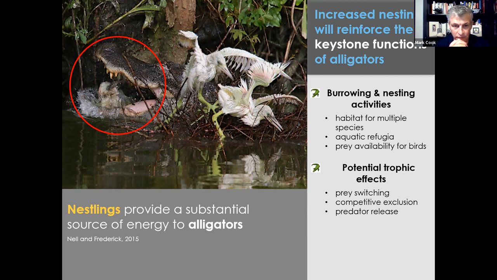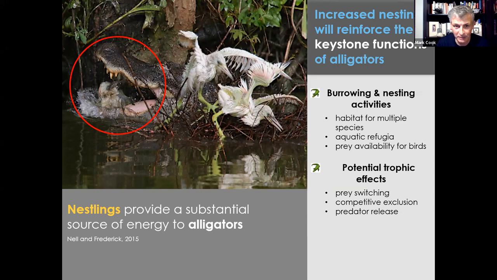These raccoons and other animals will not venture into water that's more than a few inches deep if there are alligators around. So alligators provide a really important protective function. And to be frank, I don't think we would have much in the way of wading bird nesting at all if there were no alligators in the Everglades. That's how important I think they are for these birds.